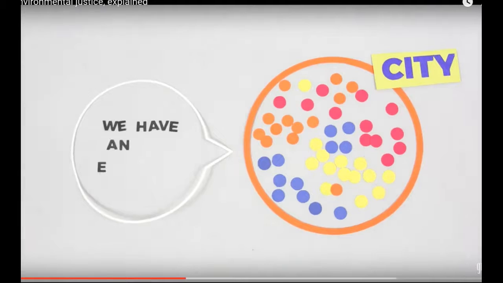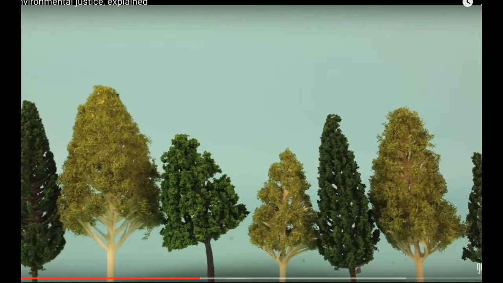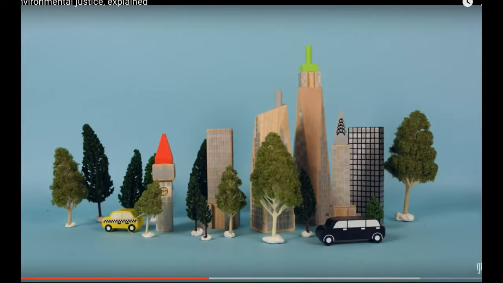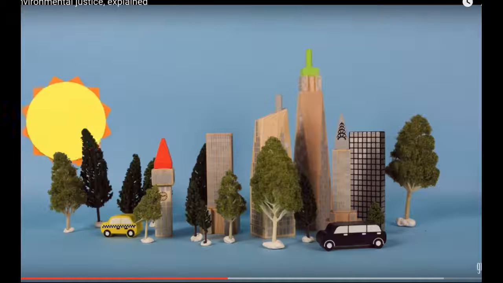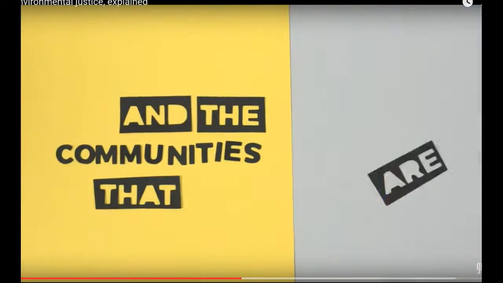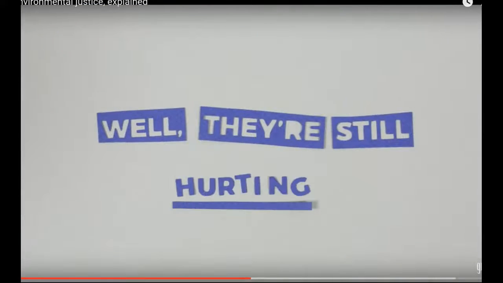Say the city realizes it has an emissions problem. It comes up with a plan to reduce air pollution, plant more trees to suck up the carbon, or start a cap and trade program. But those trees get planted in the neighborhoods that are already green, and the factories that are spewing toxins into the air just buy more carbon offsets and keep spewing their toxins. The benefits of these programs are enjoyed by the communities that are already doing just fine, and the communities that were hurting most from all that air pollution, well, they're still hurting.